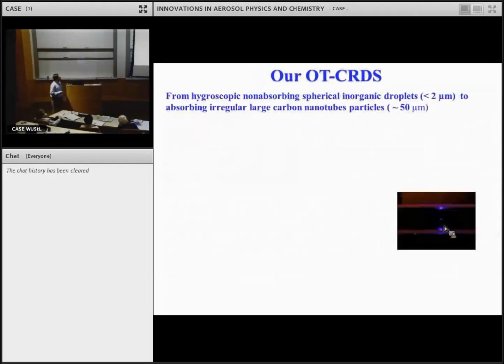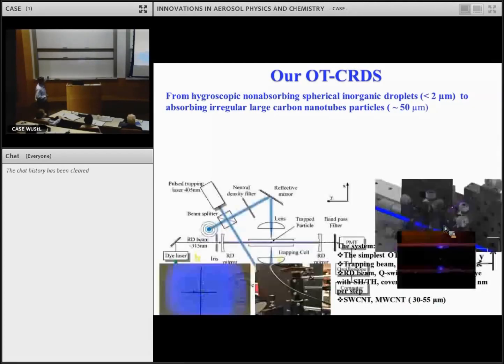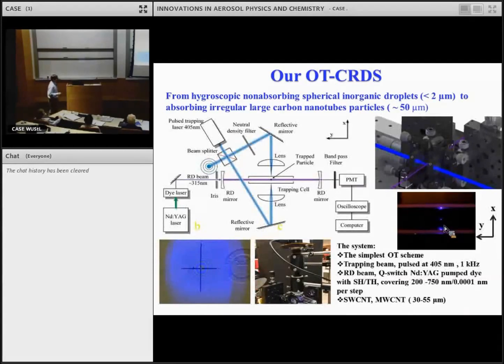Our optical trap cavity ring-down efforts focus on different types. First, we change from hygroscopic non-absorbing spherical inorganic droplets of the size of 2 micrometers in diameter to absorbing irregular large carbon nanoparticles up to 50 micrometers in diameter trapped in air. So this is the experimental setup. We got this in the last couple of months.